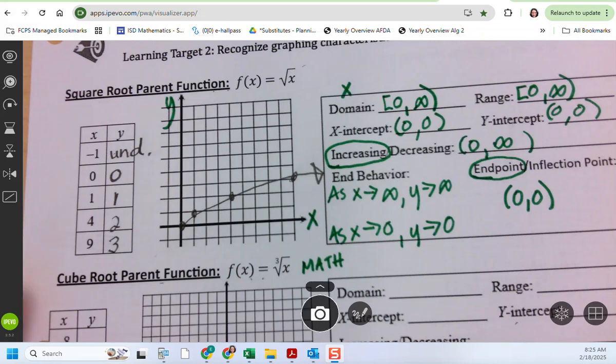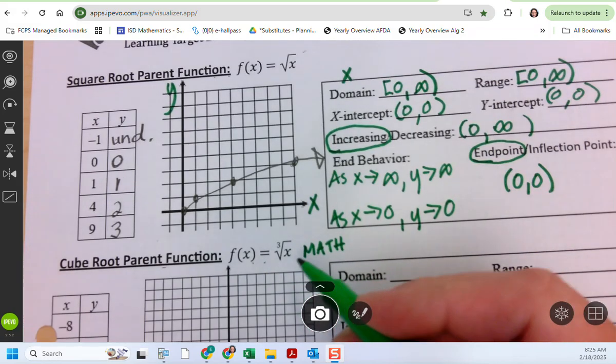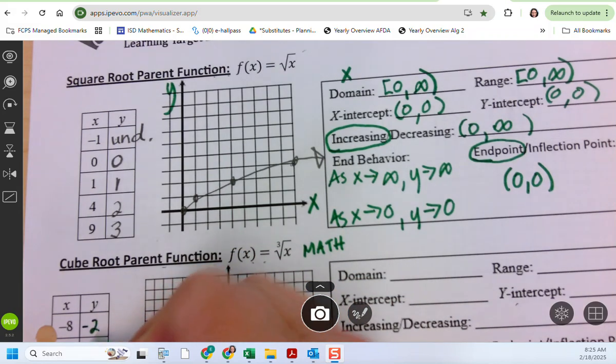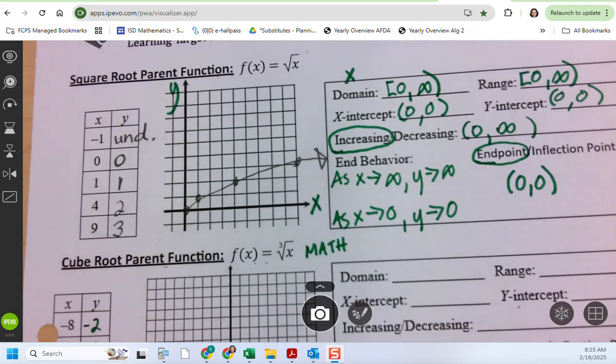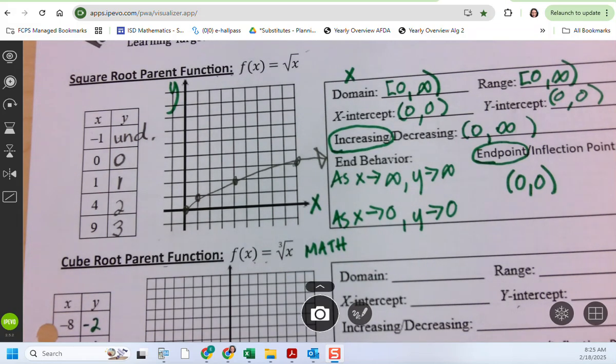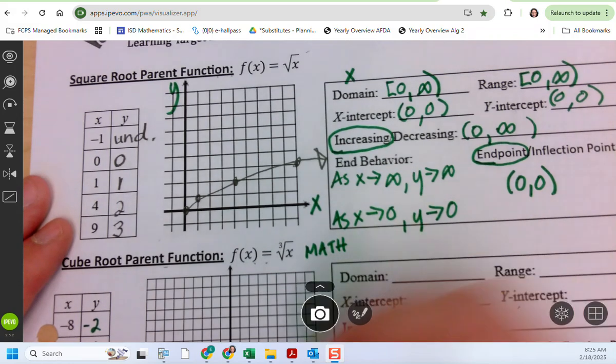All right, so I saw a lot of you use the math button, and you did the cube root of these numbers, and we get -2, -1, 0, 1, and 2. Does anybody need help finding that on the calculator? Okay, so we can do the cube root of a negative number. We can't do the square root of a negative number unless we're dealing with imaginaries.